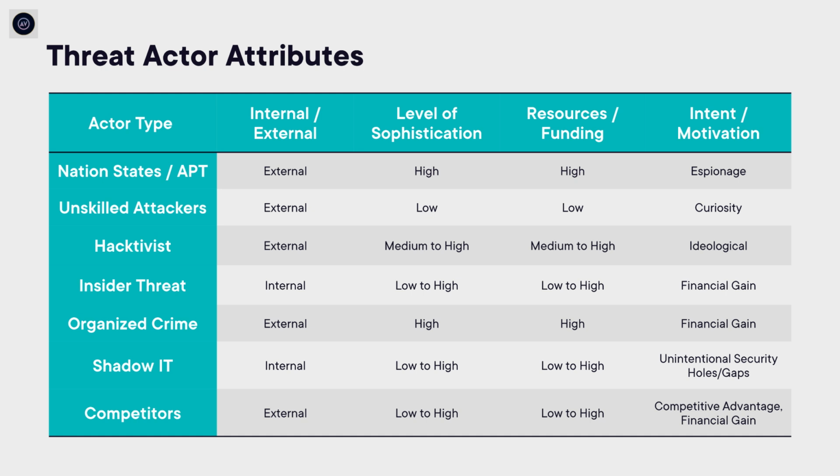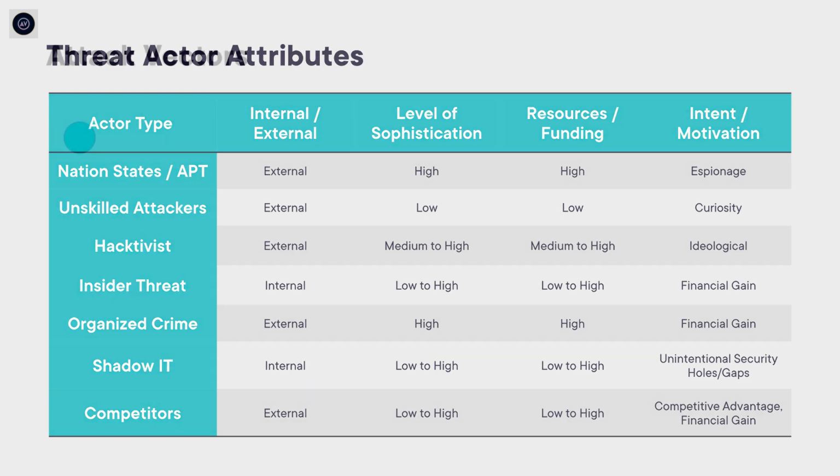For example, nation-state actors usually have high sophistication and funding, and their motivation is often espionage. Unskilled attackers may have little funding or skill and are often just driven by curiosity. Hacktivists, on the other hand, are typically motivated by ideological or political causes. This matrix is a great way to compare and contrast different threat types. So again, I recommend pausing here for a moment to review it and make sure you understand how each actor differs, especially in terms of skill level, motivation, and resources.